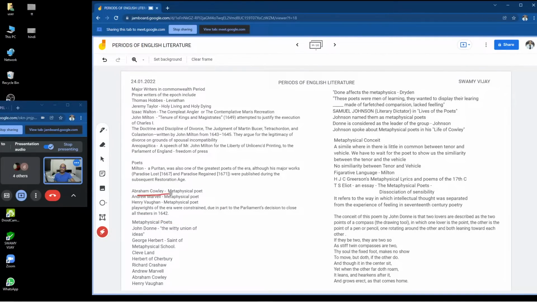Those were Abraham Cowley, he is a metaphysical poet. Andrew Marvell, he is also a metaphysical poet. And then Henry Vaughan, he is also a metaphysical poet. And there were no playwrights, because Puritans closed theaters, there was no entertainment, there was no drinking, there was no fun. They were completely traditional people, so they didn't encourage such things. So there were no playwrights, in part due to the Parliament decision to close the theatres in 1642.